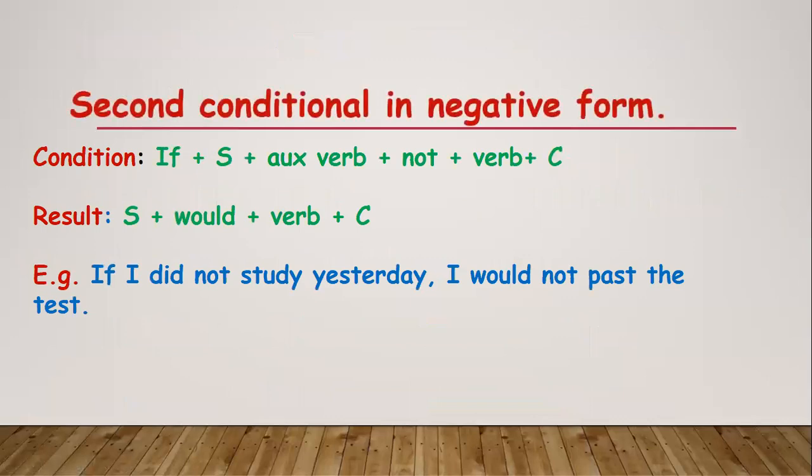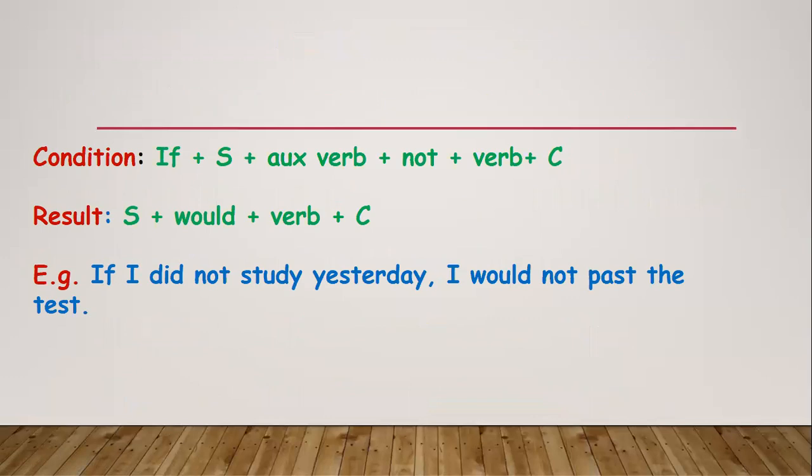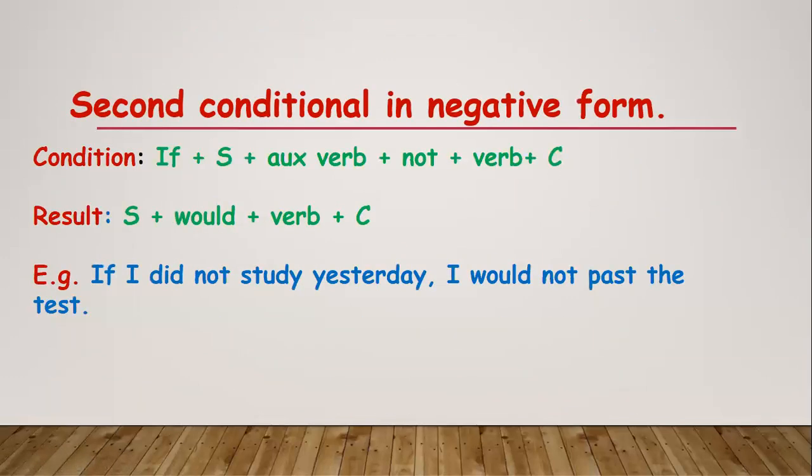So, second conditional in negative form, porque igual que los demás tiempos gramaticales, también los condicionales no solamente se expresan de manera afirmativa, como están acá, sino que también de manera negativa. So, it's almost the same formula. If, subject, auxiliary verb, no, verb, and complement. ¿Por qué auxiliary verb?